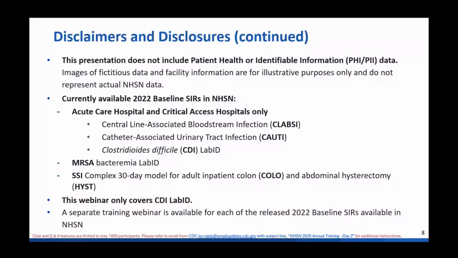Currently available for the 2020 baseline SIRs within the NHSN application, for acute care hospitals and critical access hospitals, CLABSI, CAUTI, and CDI models are available. And for MRSA bacteremia, SSI COLO, and SSI HIST, all facility types are currently available within the analysis reports. However, today's presentation will only cover CDI LabID event, and you will be able to find separate webinar trainings for the released 2022 baseline SIRs available within the application.